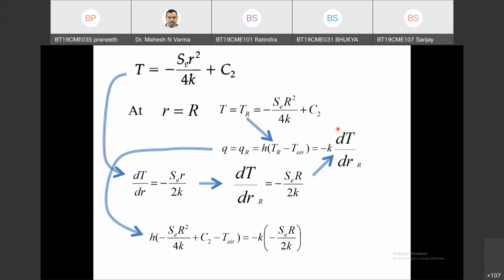This is using Fourier law of heat conduction, flux at the wall. This is using Newton's law of cooling, flux at the wall. So this is also flux at the wall. This is also flux at the wall. Hence it is equated.